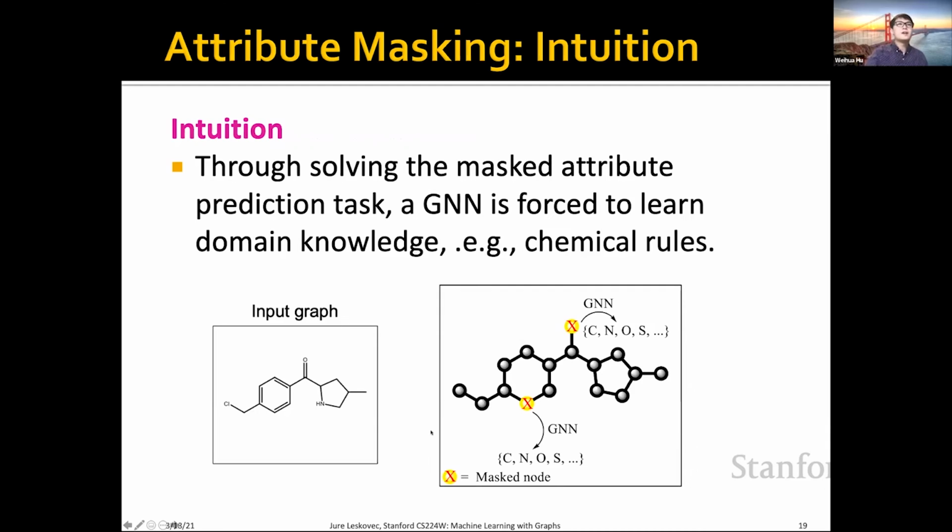And the intuition behind this is that through solving the masked attribute prediction task, our GNN is forced to learn the domain knowledge because it kind of needs to solve this quiz. And through solving this kind of quiz, the parameters of the GNN can capture the chemistry domain.